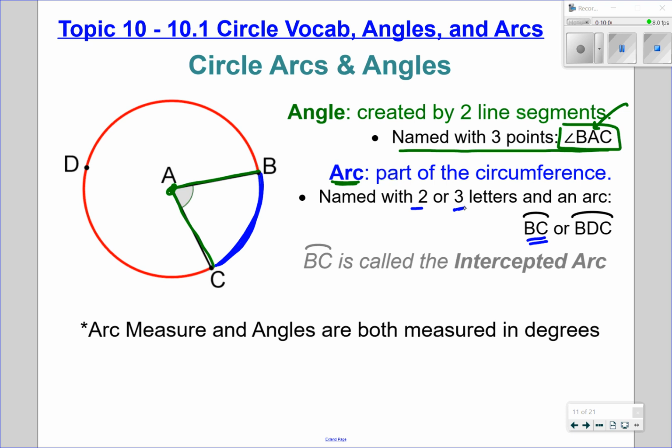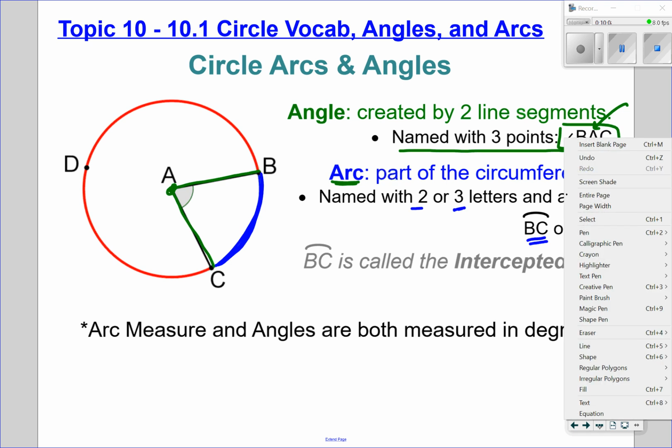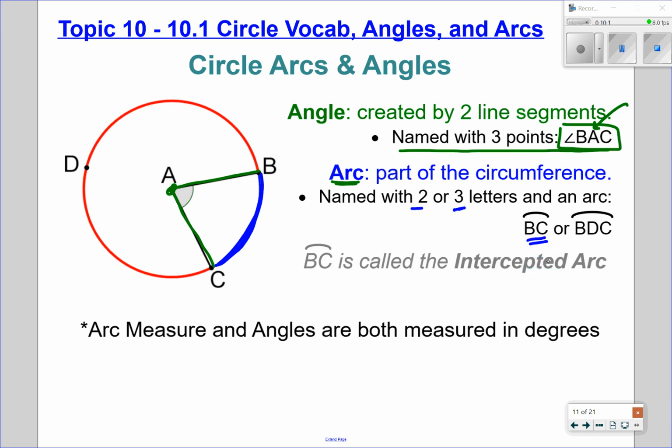So if I wanted to name this other arc BDC, I would have to start at point B, go all the way around through D before I get to C. So this would be arc BDC over here in the red. Notice I used 3 letters because I had to determine that I needed to trace through point D in order to get to point C on the circle. So 2 different arcs here.